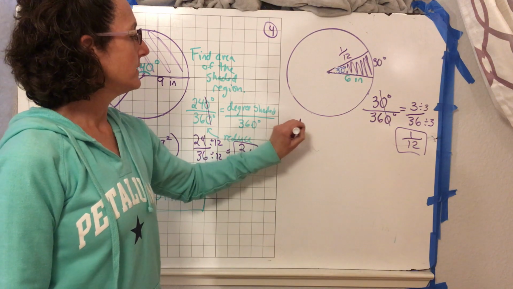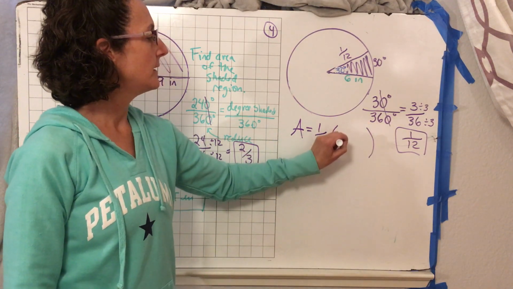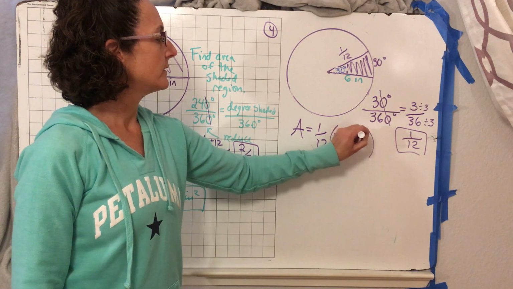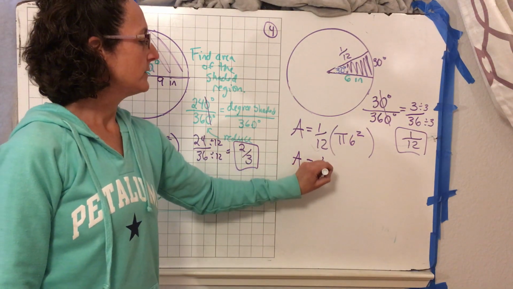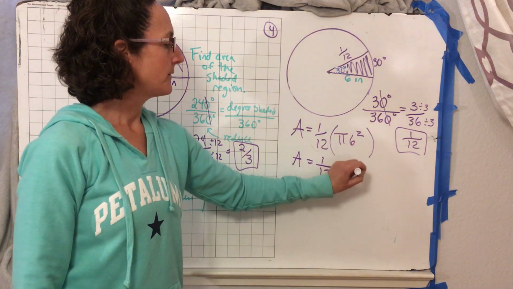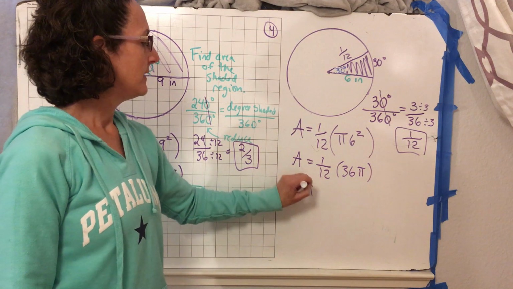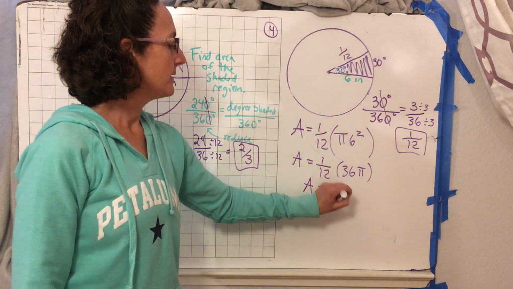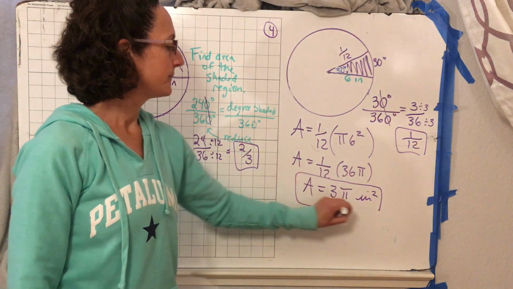So to get the answer, you do 1/12 of the full area, which is pi r squared. So the answer is 1/12 of 36 pi. 1/12 of 36 is 3. So our answer is 3 pi inches squared.